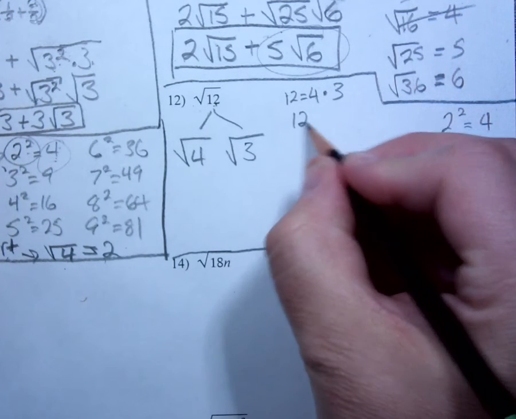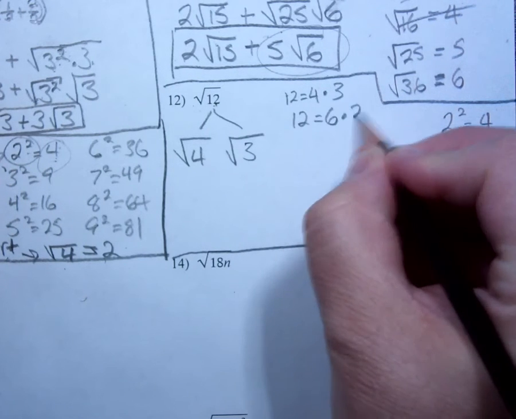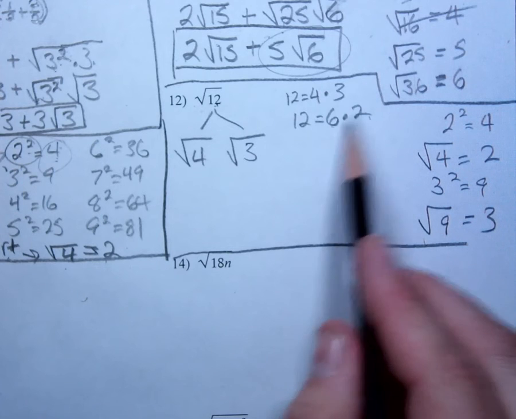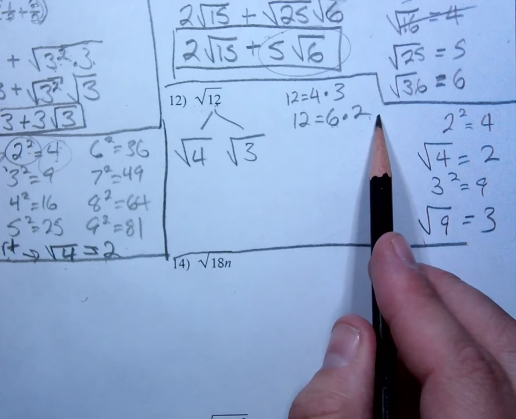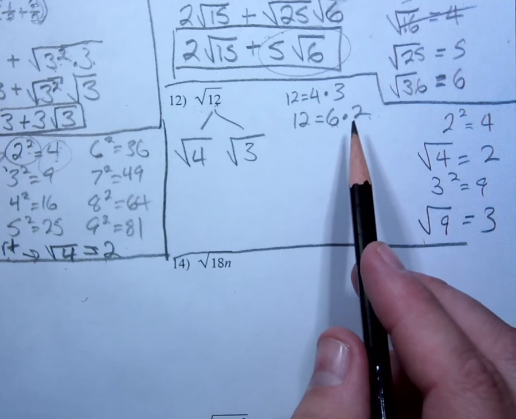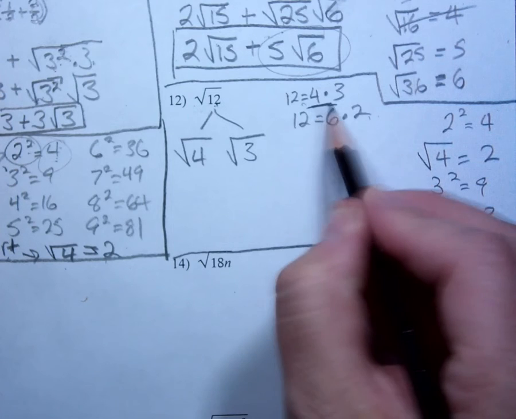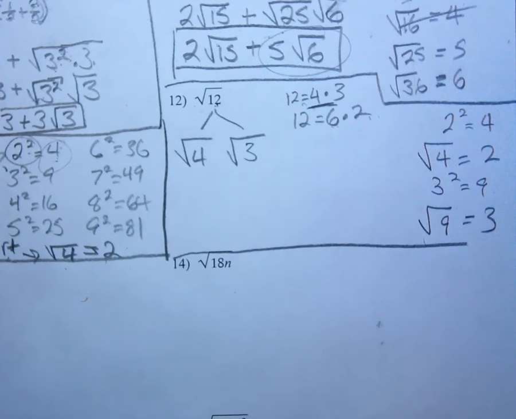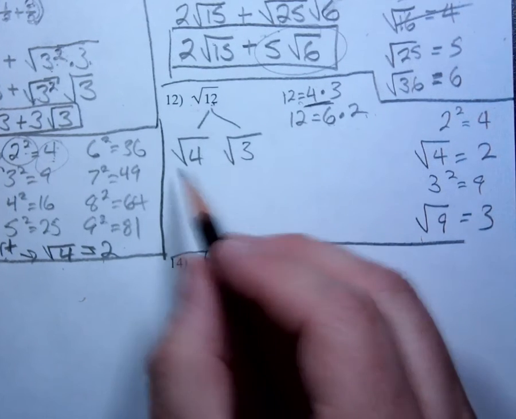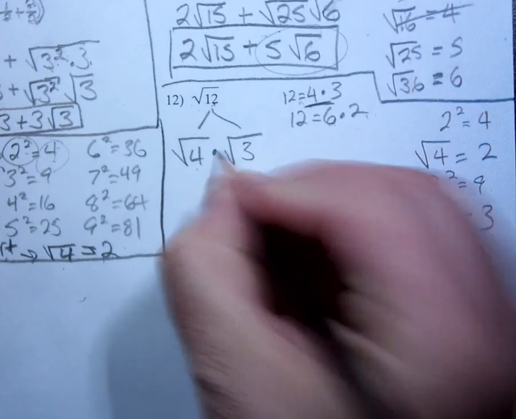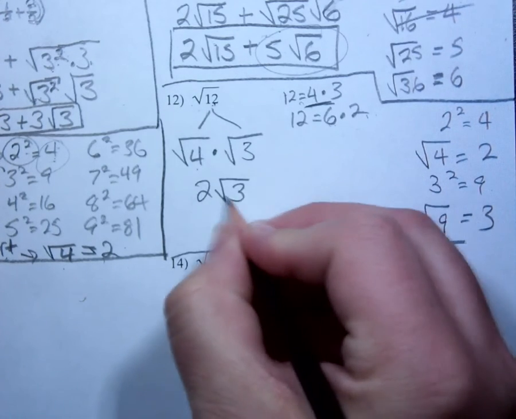12 is also equal to 6 times 2. But can I simplify the square root of 6 and the square root of 2? Not really. So I'm picking this because I have this. I could take the square root of 4. Does that make sense? Okay. So now what's the square root of 4? 2 square root of 3.